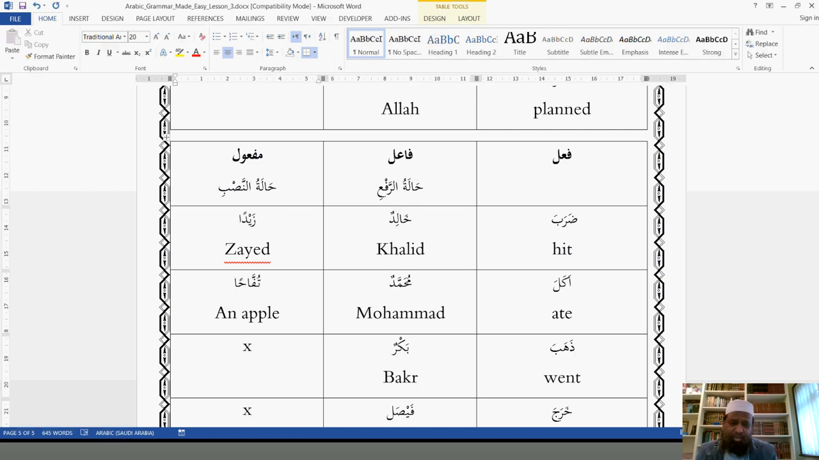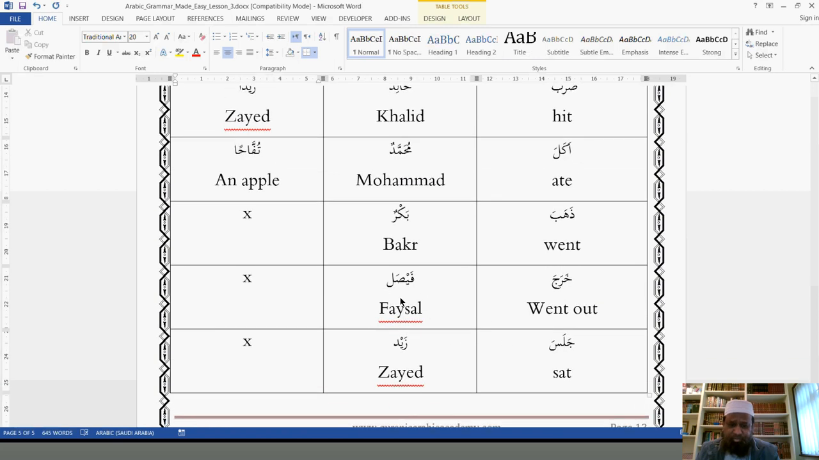Next, Dhahaba Bakrun. Complete sentence. Fi'l and fa'il. You don't need any maf'ul for this type of fi'l. Dhahaba went. Who went? The doer, Bakr. Bakr went. Kharaja Faisal. The Faisal is fa'il. What do I need to put on the lam? Halatur rafa is dhammatain. Kharaja Faisalun. You don't need a maf'ul for this type of fi'l, kharaja. So all these fi'ls are from the same group.